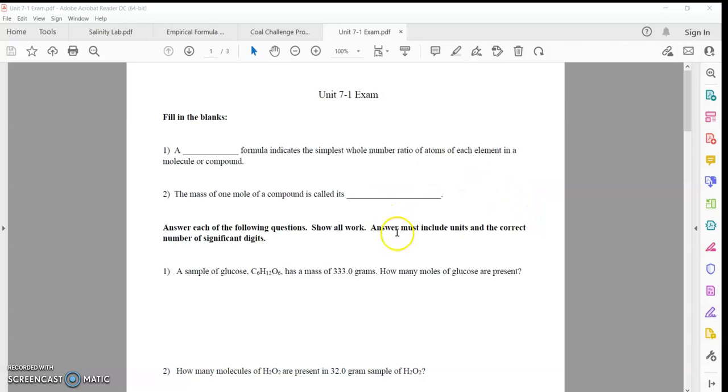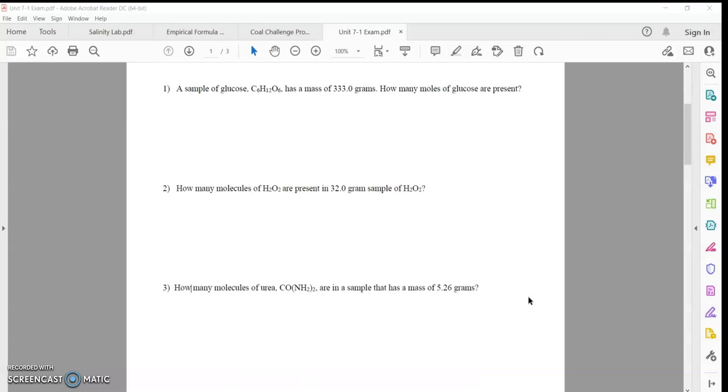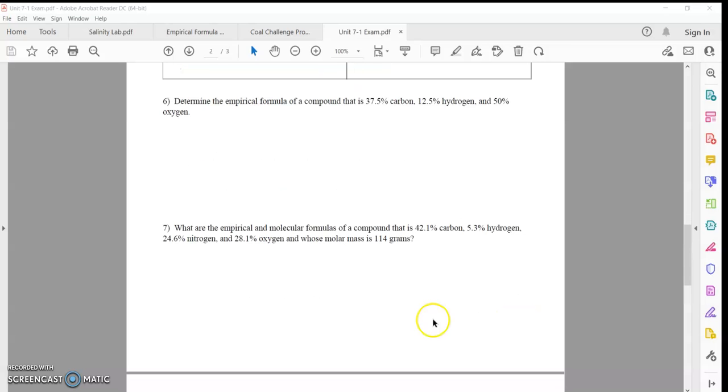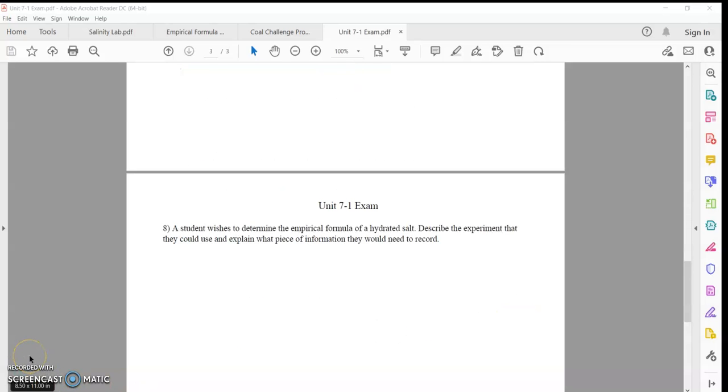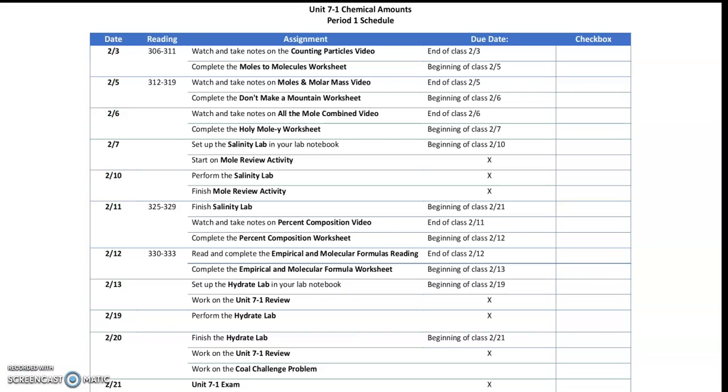The exam begins with recall questions, then moves into simple one-step calculations, followed by multi-step calculation questions on mole conversions, percent composition, and empirical and molecular formulas. I then include a question related to the lab experiments, asking students to determine an appropriate experiment for determining an empirical formula of a hydrate. The last question provides a sample student's response to a problem and asks the students to find the errors that were made. Many other activities were created for this particular unit, but hopefully this demonstrates the different types of materials that I can create.